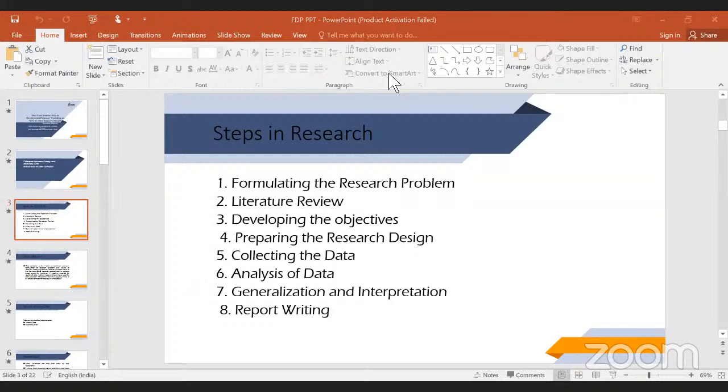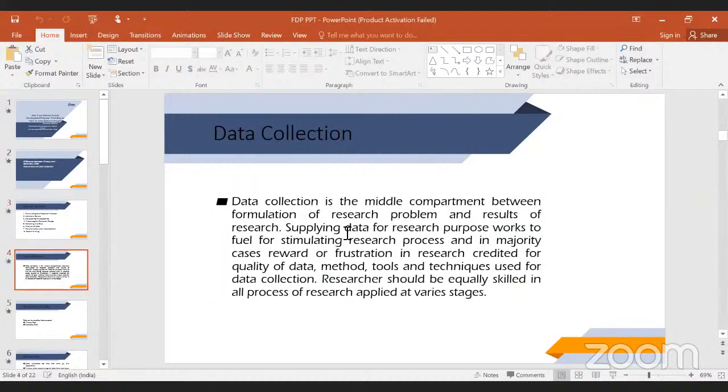Tanvi ma'am, I am not able to switch on my camera, so please forward me. If I talk about the different steps in research, these are formulating the research problem, literature review, developing the objectives, preparing the research design, collecting the data, analysis of data, generalization and interpretation, and report writing. So you can see, among all these steps involved in research, data collection is in the middle compartment, the middle approach between the formulation of the research problem and the result of the research.